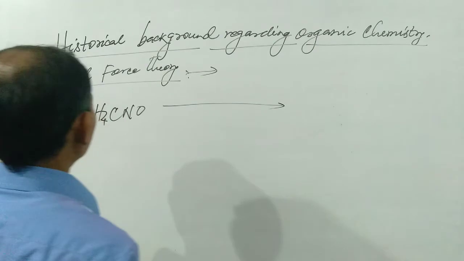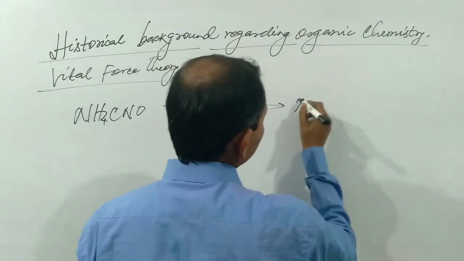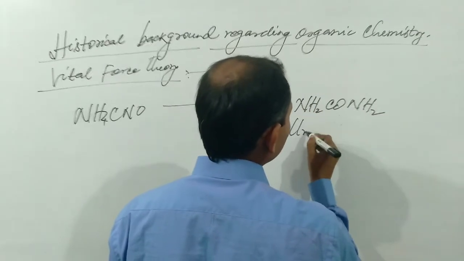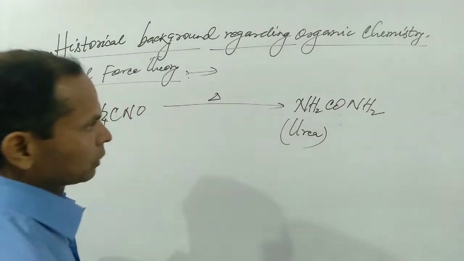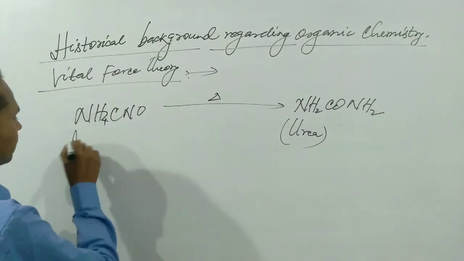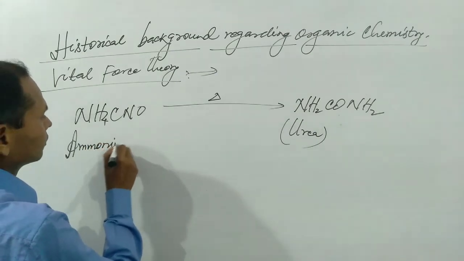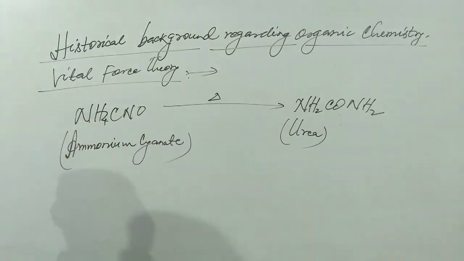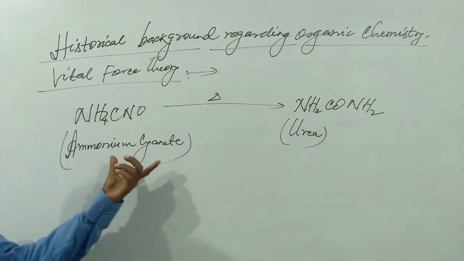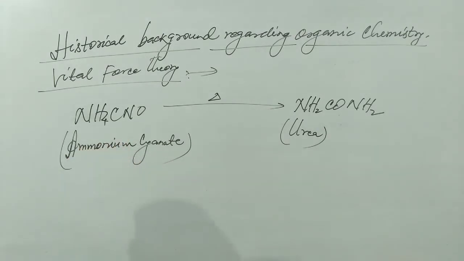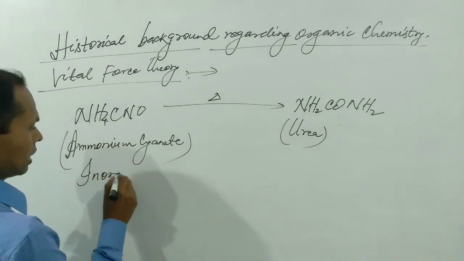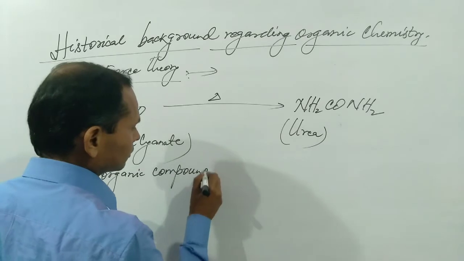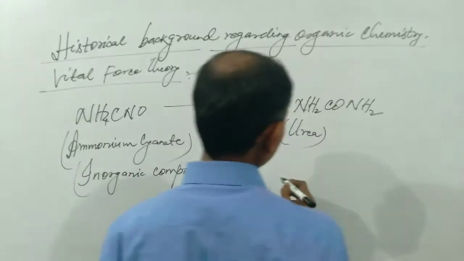NH4CNO. This is ammonium cyanide. This compound is urea, the first organic compound prepared in the laboratory. NH4CNO, this is ammonium cyanide, which is a special type of inorganic compound. This is an inorganic compound. This compound is organic.